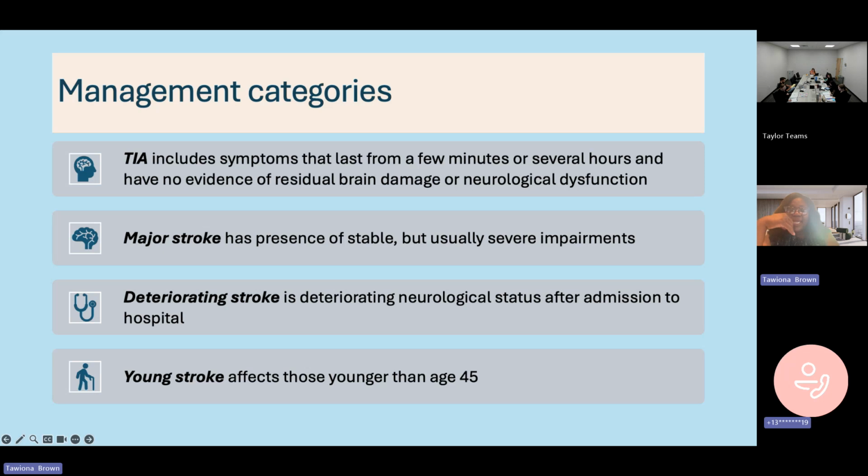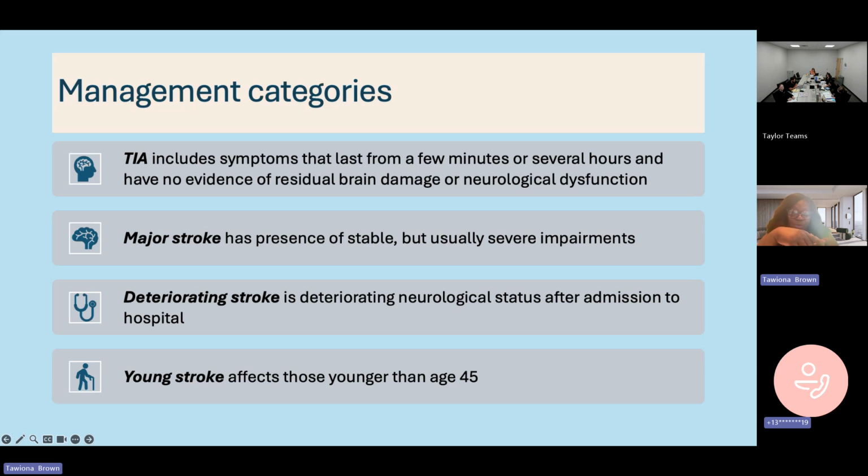And usually, if someone has a TIA, it's a temporary interruption of blood supply. And if you have one, then now you're going to have more of a predisposition, maybe some months later or a year later, to having a full-fledged stroke. You can have what's called a major stroke.